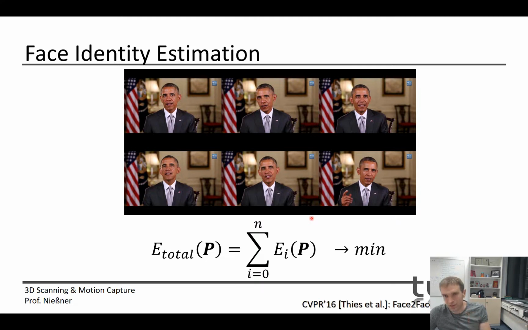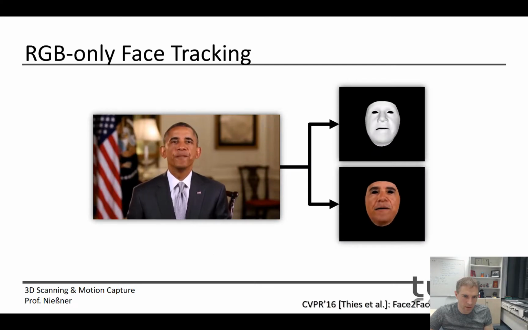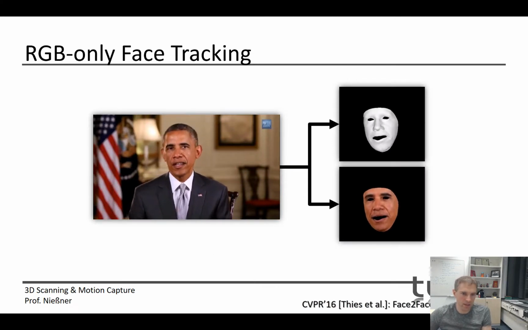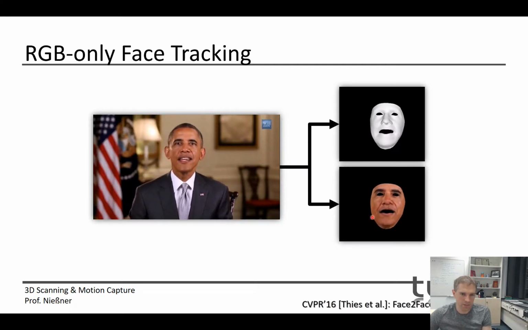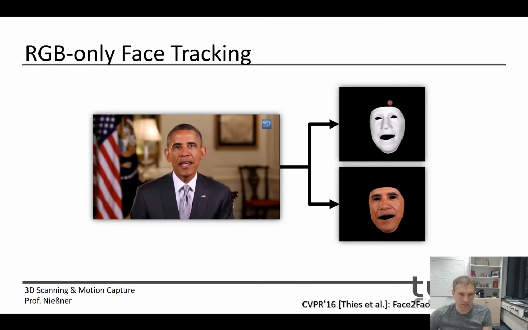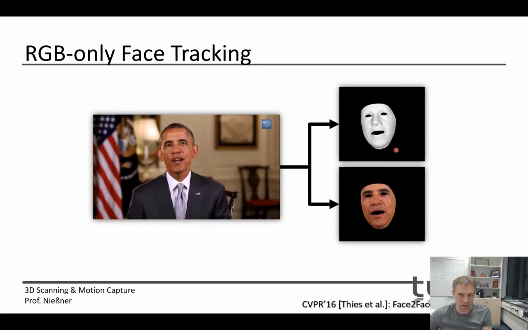And if you do this, you're basically adding enough constraints such that you can still estimate the expressions, the illumination, and the poses just with the RGB video feed. And this is what you're seeing here. Okay, so here we see the reconstructed RGB or albedo.